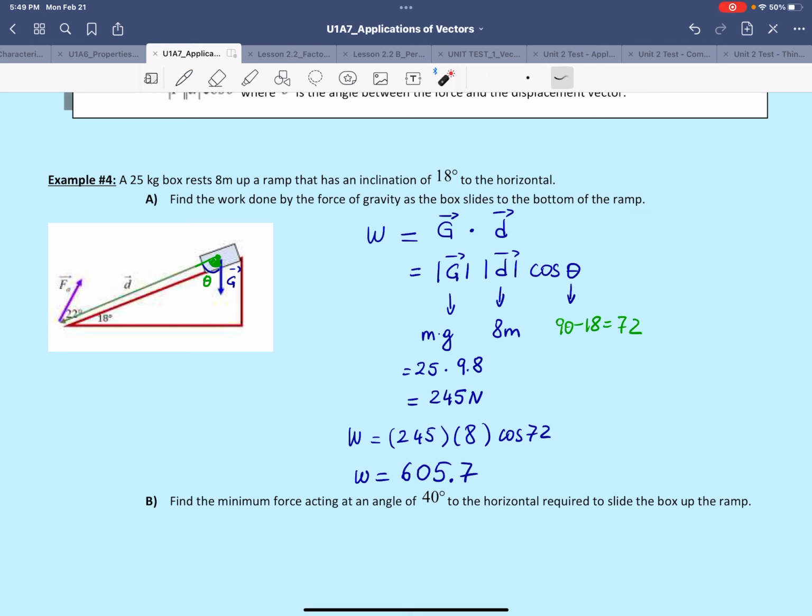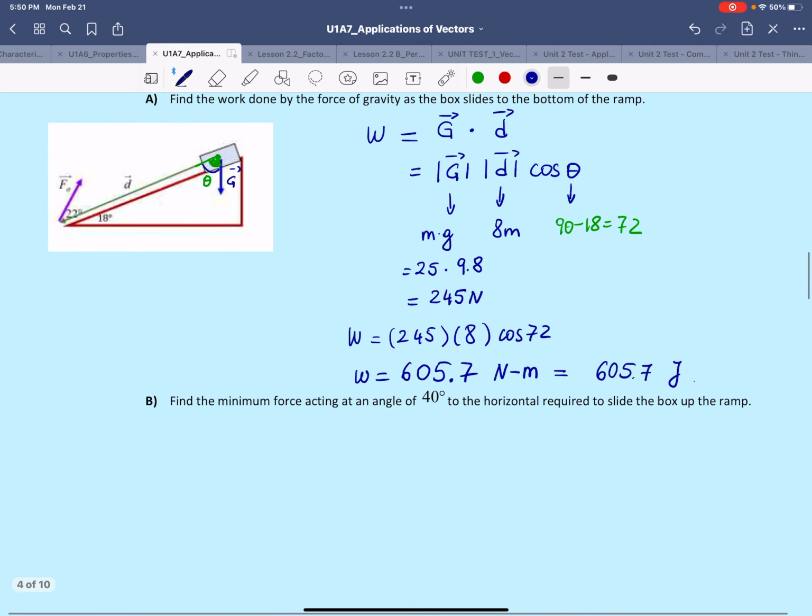So now let's talk about the unit measurement. You see that gravity is measured in newtons, it's force, and this is displacement in meters. So for the unit measurements of work, we can either say newton meters or we can use joules. So 605.7 joules. And this is the answer for the first part of the question.